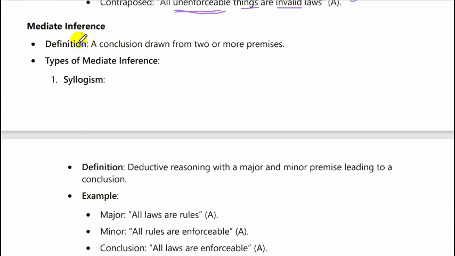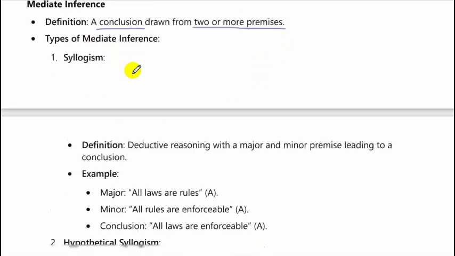Now, what is a mediate inference? In mediate inference, we need two or more premises to draw a conclusion. Whereas in the immediate inference, which we studied earlier, we need only one premise to come to a conclusion. Now let us look at the types of mediate inference. So basically two or more premises is the keyword.